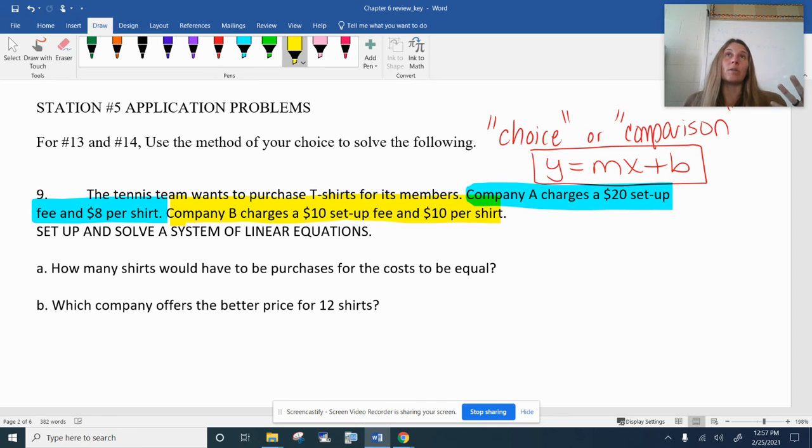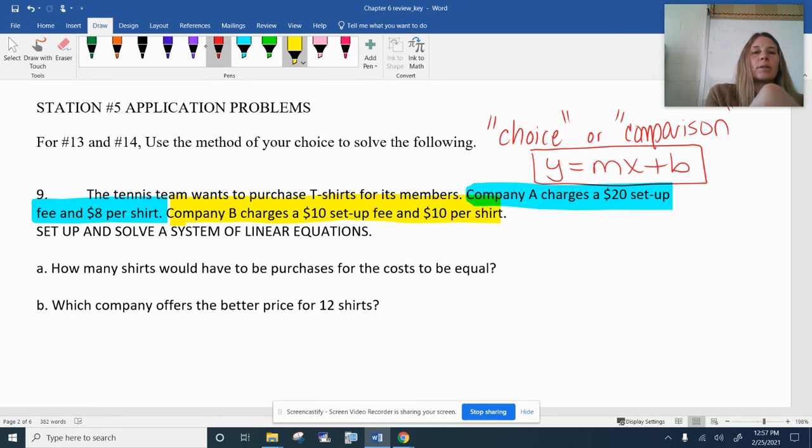So what we want to do is find out, well, when are these two going to break even? When would it cost the same? Because the company that has the cheaper setup fee, company B, they're going to be cheaper in the beginning, but only up to a certain point. And then when you order more and more, that $20 setup fee will end up being worth it because the $8 per shirt is going to save you money in the long run. So we want to find out, well, where is that changeover going to happen?